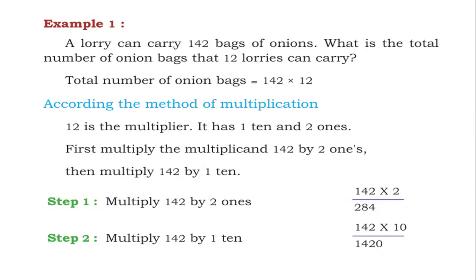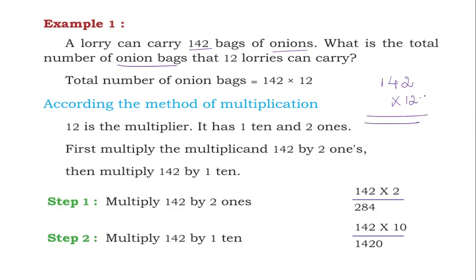Example: a lorry can carry 142 bags of onions. One lorry carries 142 bags of onions. What is the total number of onion bags that 12 lorries can carry? Just multiply 142 into 12. You will get the required answer.